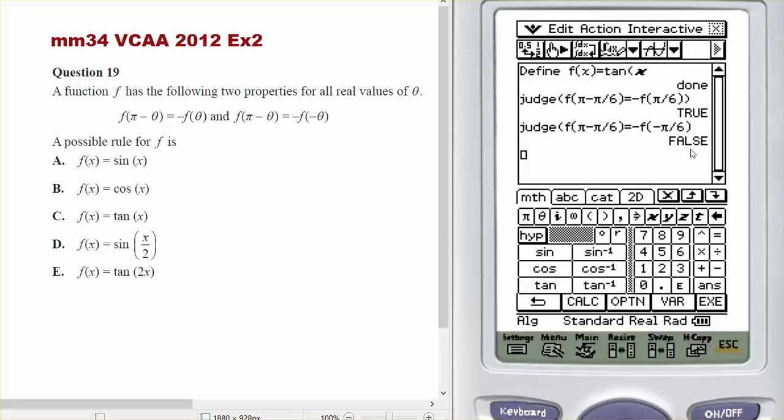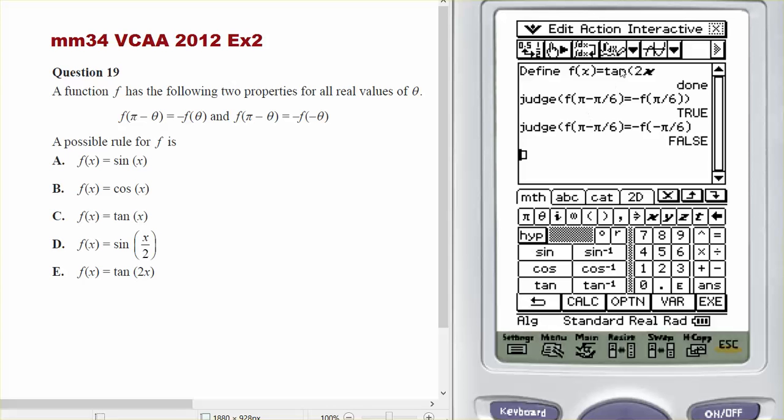Tan is a true and a false, so it's not tan. Sine of x divided by 2: again, both false. And tan of 2x, I get a true for the first one, but a false for the second one. If you get undefined, undefined means it's neither true nor false. It's sometimes true and sometimes false.